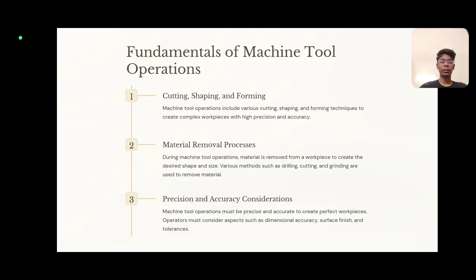Fundamentals of machine tool operations. First, cutting, shaping and forming. Machine tool operations include various cutting, shaping and forming techniques to create complex workpieces with high precision and accuracy. Second, material removal process. It is a process during which material is removed from a workpiece to create the desired shape and size. Various methods such as drilling and cutting are used to remove the material. Third, precision and accuracy considerations. Machine tool operations must be precise and accurate to create perfect workpieces.